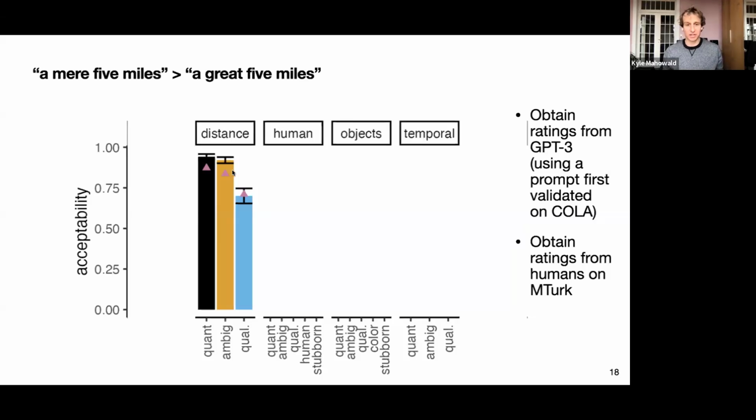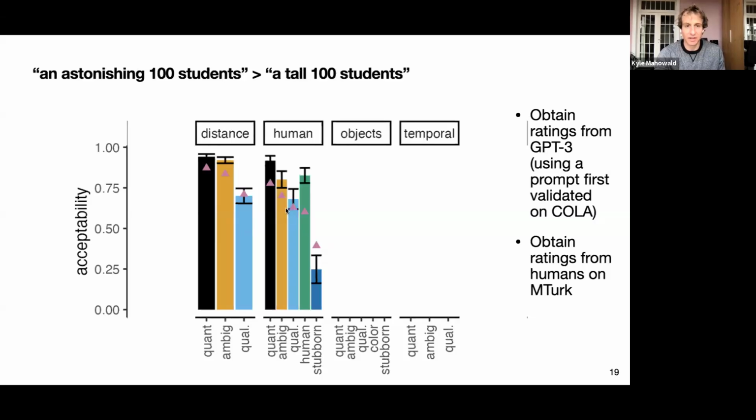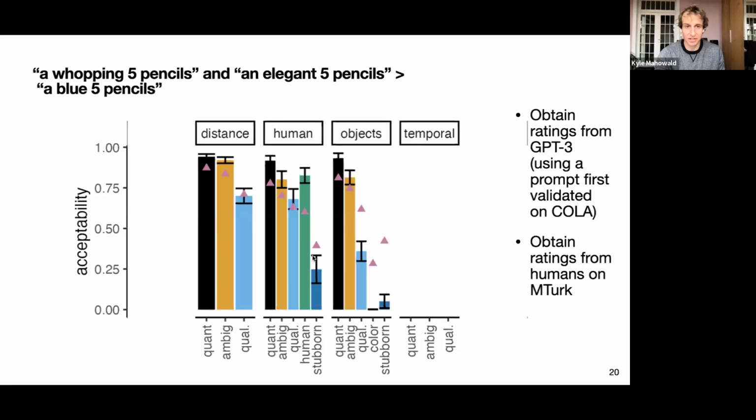And what we see is quite a lot of similarity between model judgments and human judgments as to how much they like these different sentences. Both humans and models prefer that the adjective be quantitative. So a mere 5 miles is somehow better than a great 5 miles. An astonishing 100 students is better than a tall 100 students. So these stubbornly distributive ones, like color words, are less popular. Again, a whopping 5 pencils and an elegant 5 pencils, models and humans rate better than a blue 5 pencils. These lower bars here are for things like a blue 5 pencils.